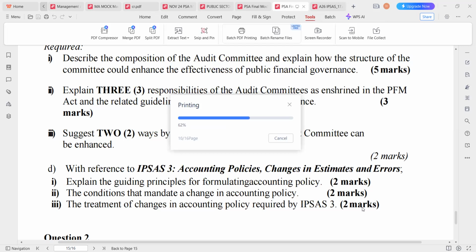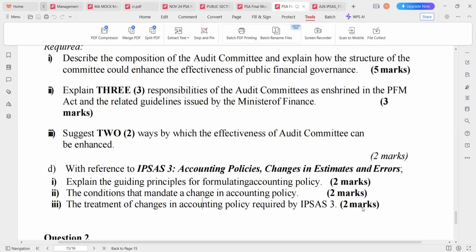Which paper do you have on Wednesday? What paper are they writing on Wednesday morning? Level 2. Principles of tax or audit. So Wednesday we can meet in the morning because most of you won't have a paper.